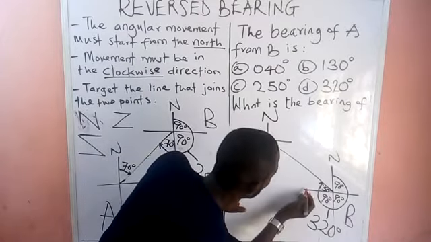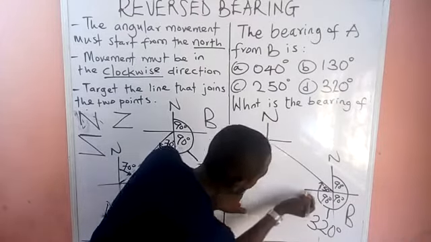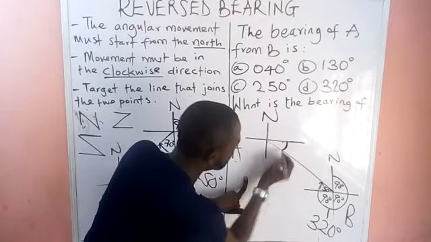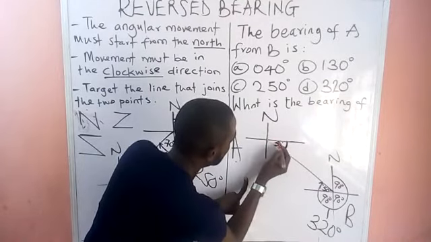Okay, look at this. This one is pointing to this place. This one is pointing. So it means this place is 50 degrees. Are you with me? This is the alternate. This one is 50 degrees.